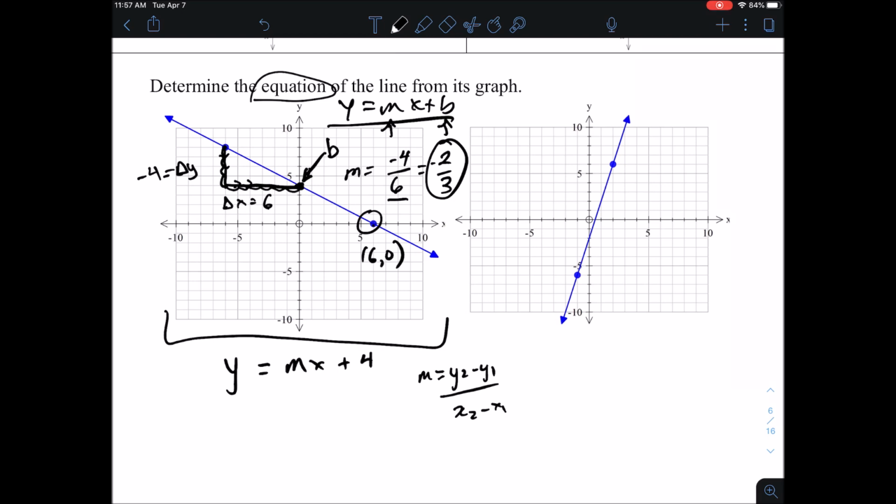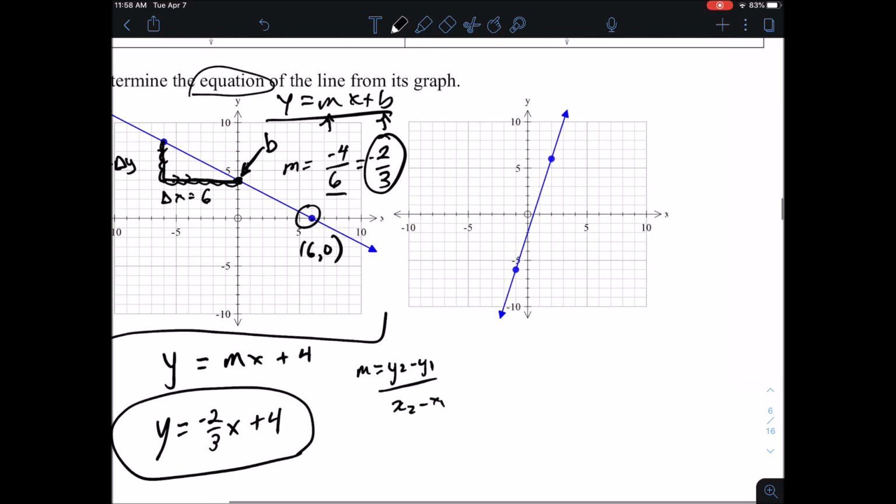So now I have m, I had b from before. I'm going to put it all together. My answer is -2/3 x plus 4. And that's the answer for the first one. So again, here, maybe what I'd suggest is pausing the video. You try this one, and then see if we get the same answer.